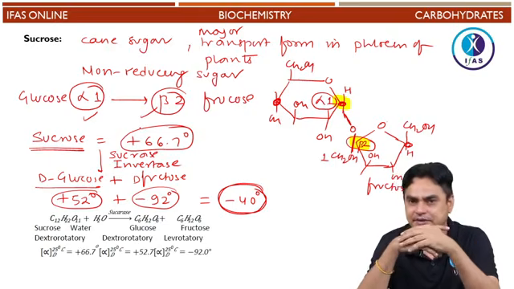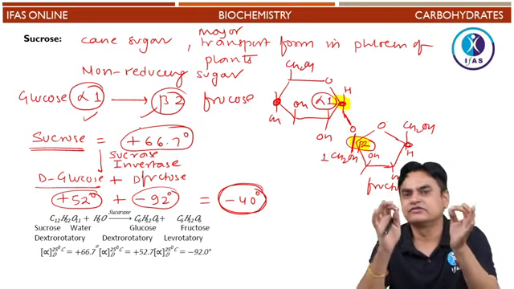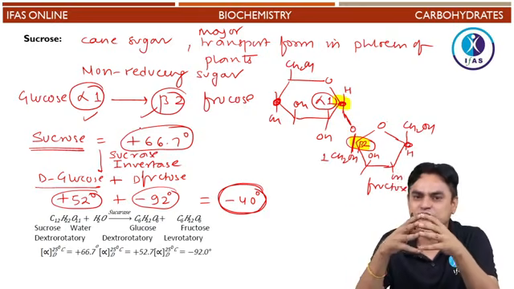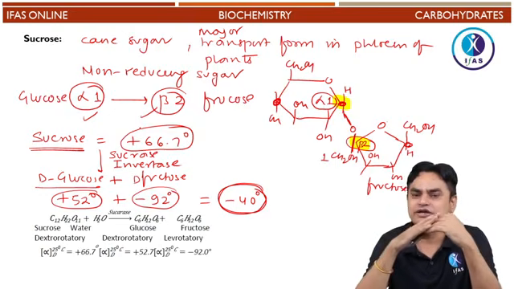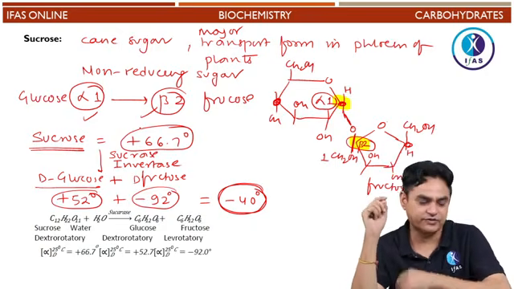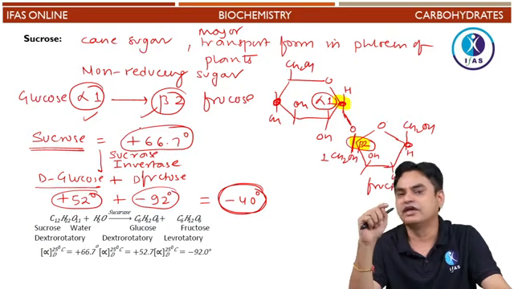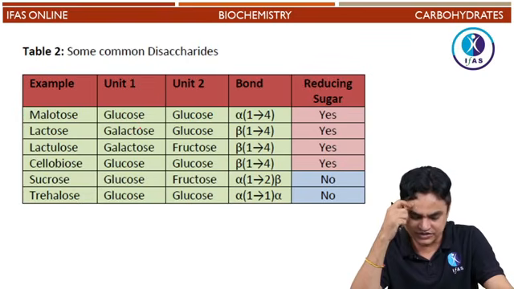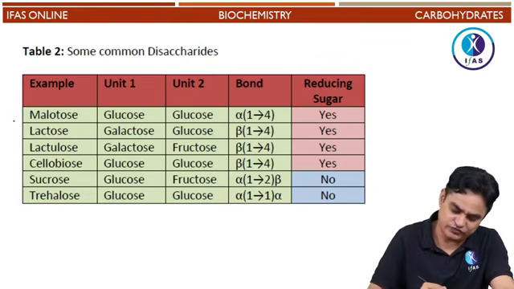Okay, because the hydrolyzed product of sucrose, the mixture of glucose plus fructose, shows an optical rotation of minus 40. Why? Because as compared to the dextrorotatory power of glucose, there is more levorotatory power of fructose. Okay, so an important thing is sucrose is the major sugar in phloem. It is a non-reducing sugar. So these are some of the common disaccharides which you have to keep in mind.